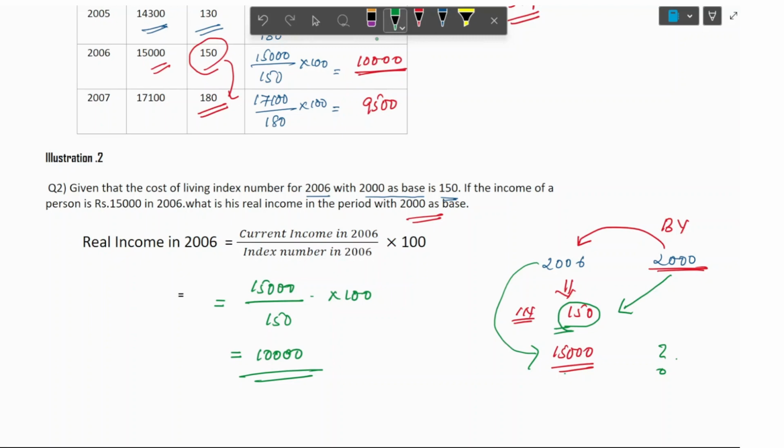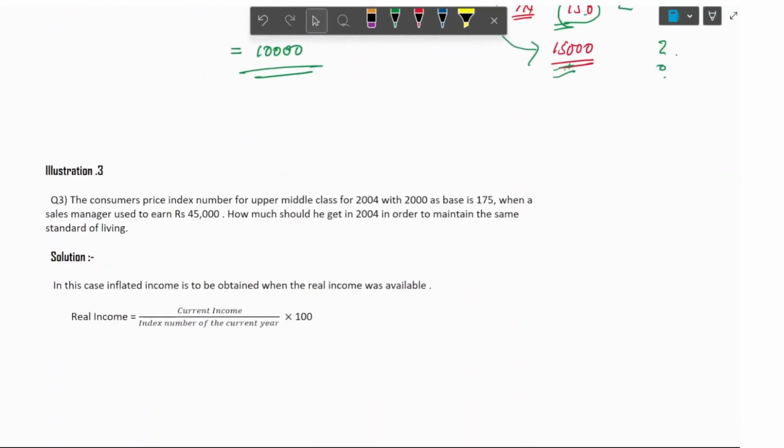Now see here, directly given the current income and index number, they ask you for real income. Sometimes they'll give you the real income, and they're going to ask you what is the current income. That means how you want to adjust it, that way the question. Therefore, next question, we will consider that type of example.